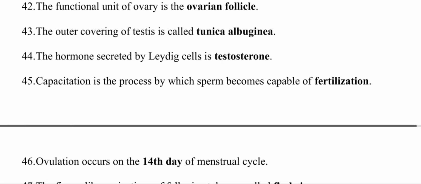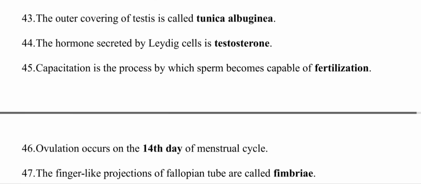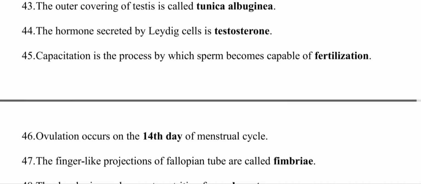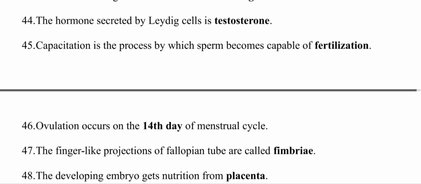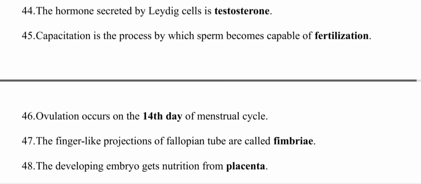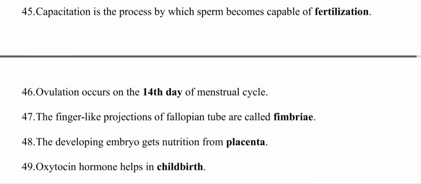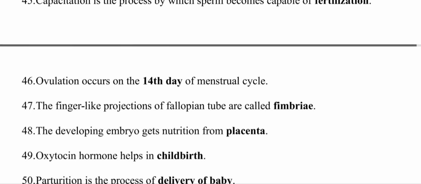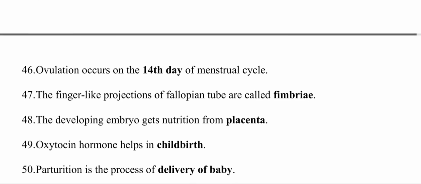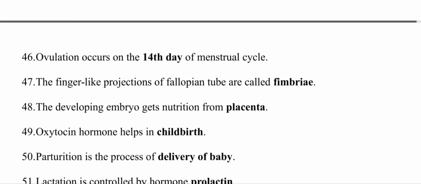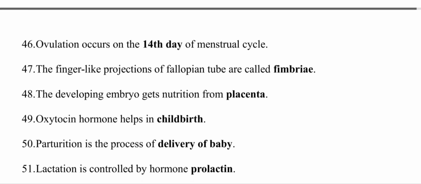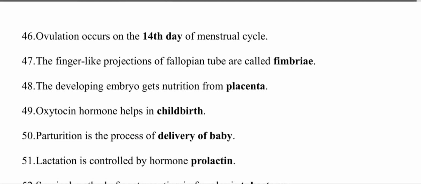41. Spermatogenesis occurs in the seminiferous tubules. 42. The functional unit of ovary is the ovarian follicle. 43. The outer covering of testis is called tunica albuginea. 44. The hormone secreted by Leydig cells is testosterone. 45. Capacitation is the process by which sperm becomes capable of fertilization.